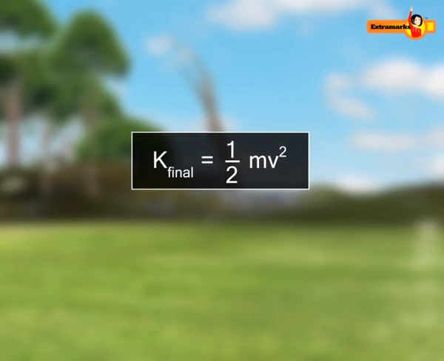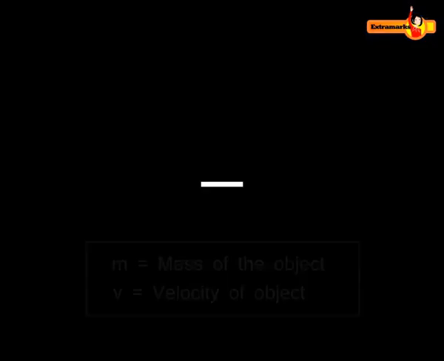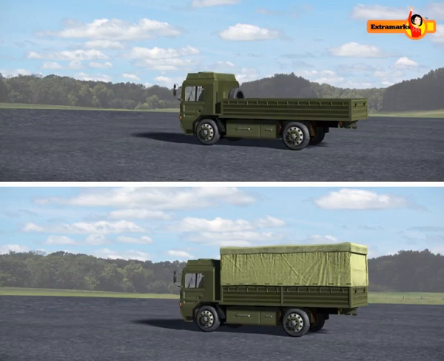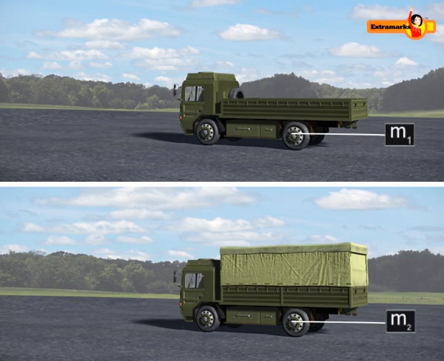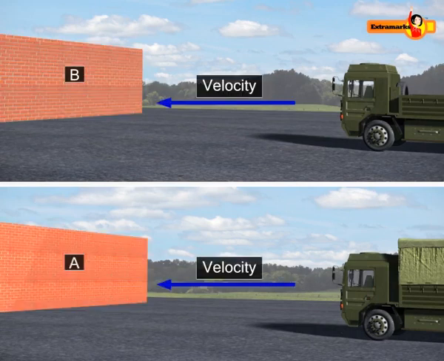The amount of kinetic energy of an object depends on the mass of the object m and its velocity v. To demonstrate the dependency of mass on kinetic energy, consider an empty truck with mass m1 and a loaded truck with mass m2 moving with the constant velocity v. Let both of them hit into the brick wall marked A and B respectively.